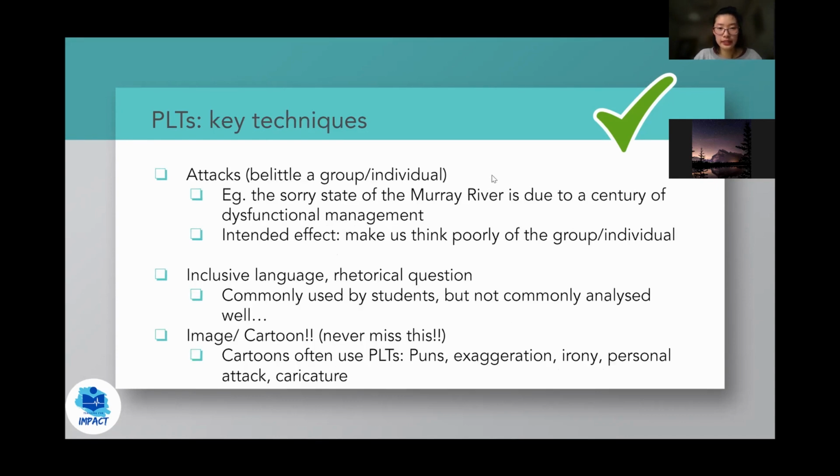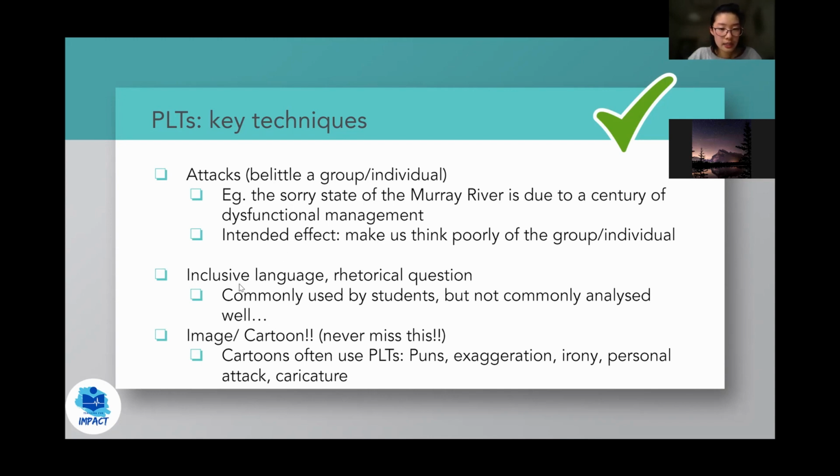Some of the key techniques are attacks that essentially try to belittle a group or individual, make them seem really small or quite unreasonable. So, for example, the sorry state of the Murray River is due to a century of dysfunctional management. The intended effect of this statement is to make us think poorly of the managing group of the Murray River.